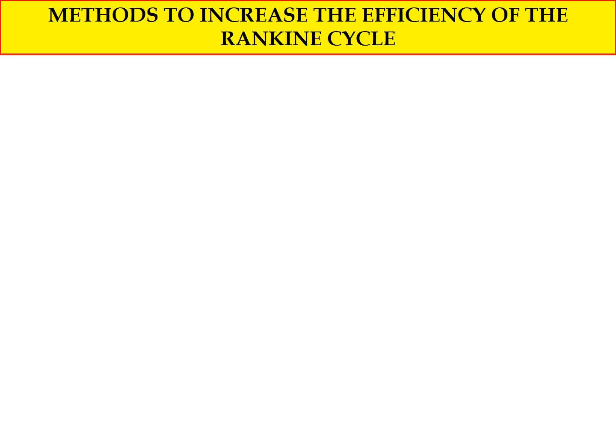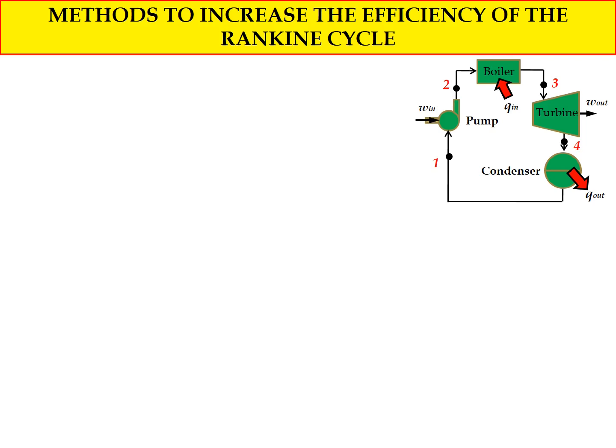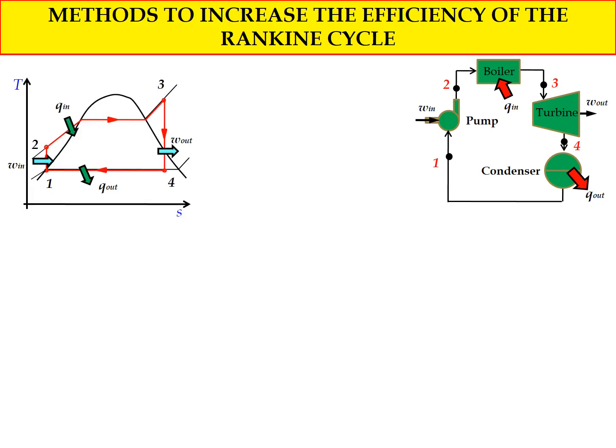Method to increase the efficiency of the Rankine cycle. The figure shows the basic schematic diagram for the steam power plant and also the ideal T-S diagram for the Rankine cycle. In order to know how to increase efficiency, we need to refer to the general equation for thermal efficiency, where thermal efficiency equals W net divided by Q in.